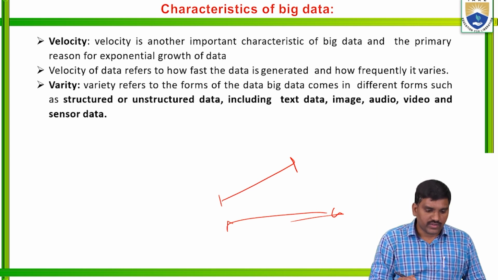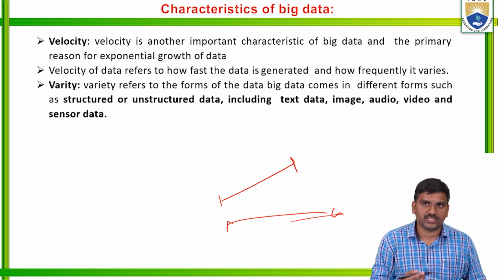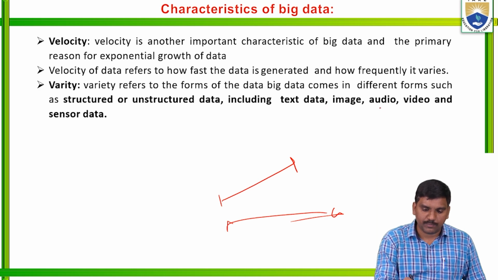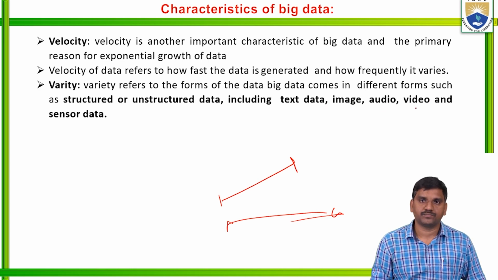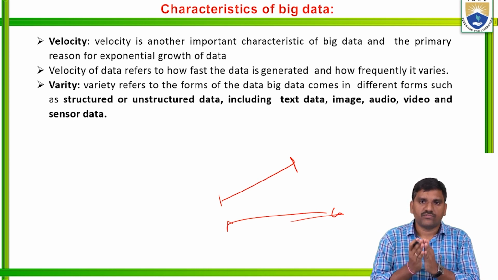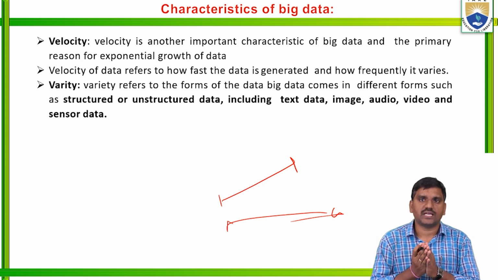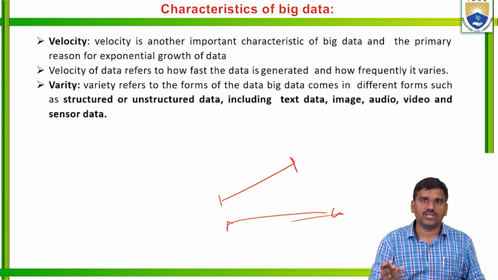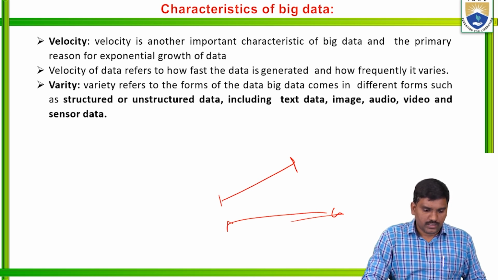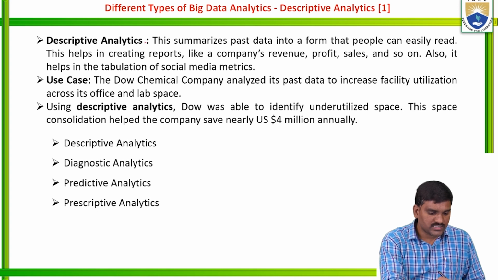Next, variety of data. Variety of data refers to the different forms of data, structured or unstructured, including text data, image, audio, video and sensor data. Whether structured or unstructured, the data comes in terms of text, image, audio, video and sensor data. So these are the three characteristics of big data: volume, velocity and variety. Next, move on to the different types of big data analytics, that is descriptive analysis. Here we have two descriptive analysis.